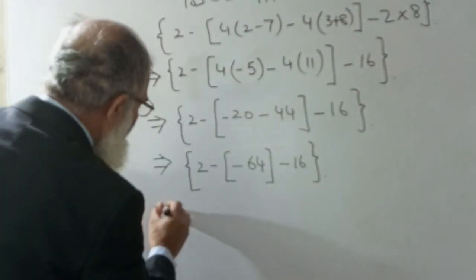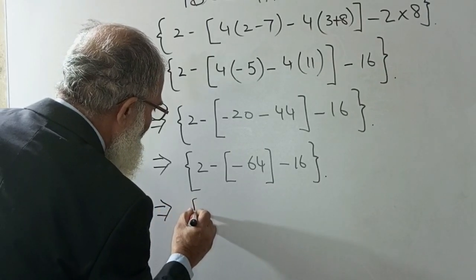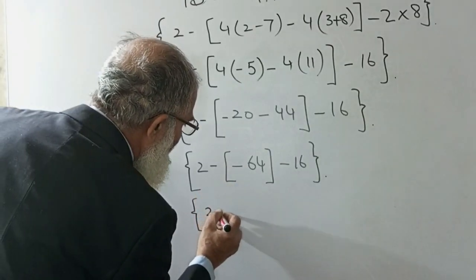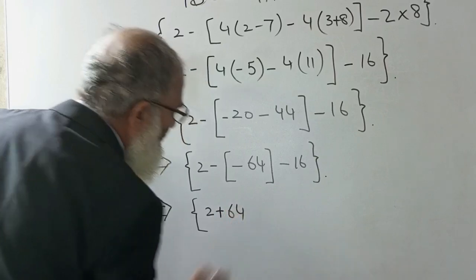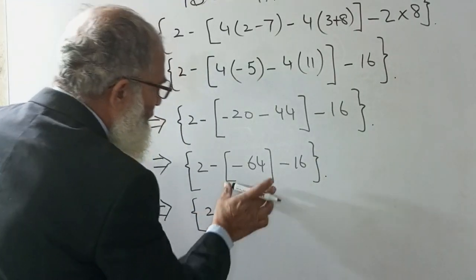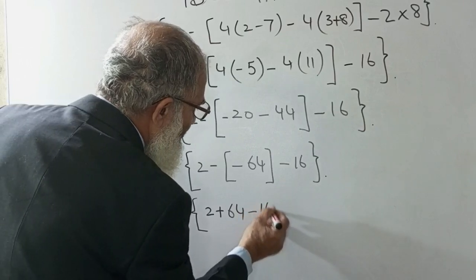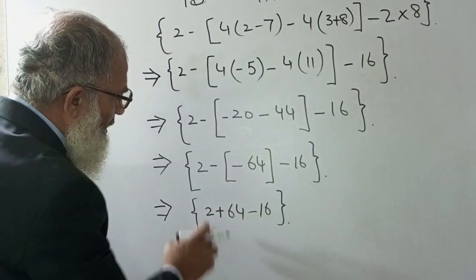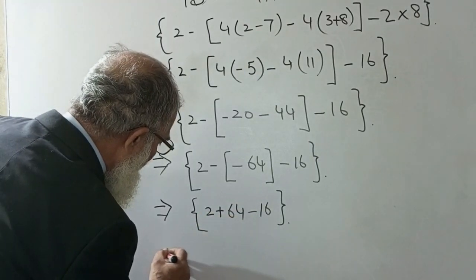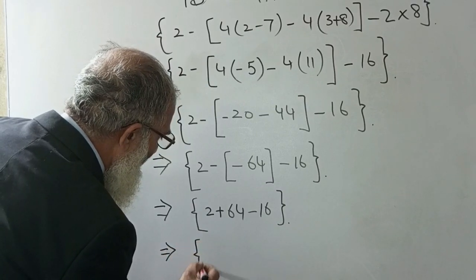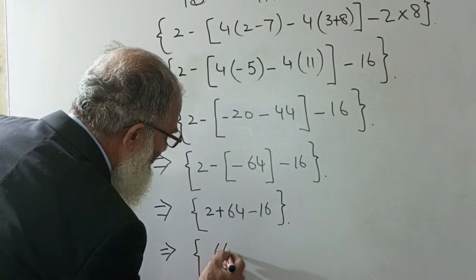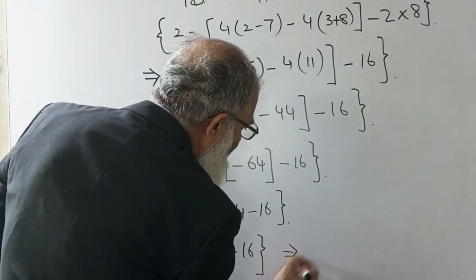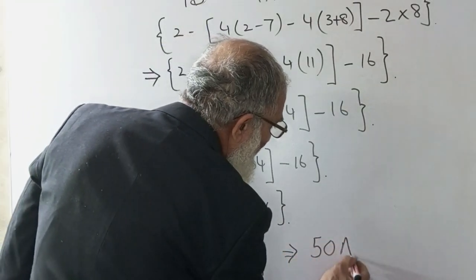And in the last, now this minus sign is multiplying with this minus sign. It becomes positive. This bracket has also finished now. Now what we are left with is 2, 64 and 16. Add these two numbers. This becomes 66 minus 16. And that implies by 50, the answer.